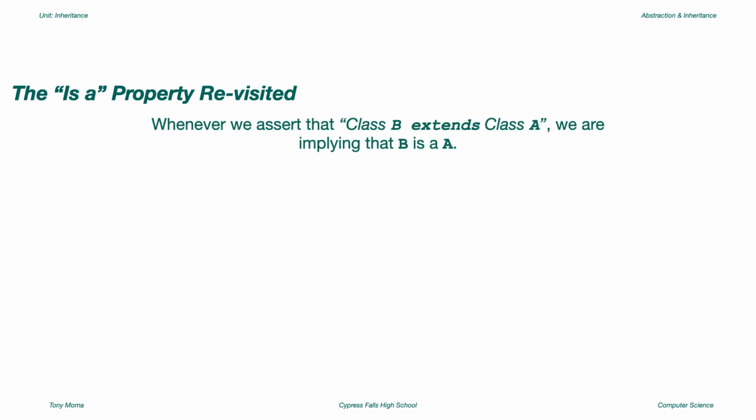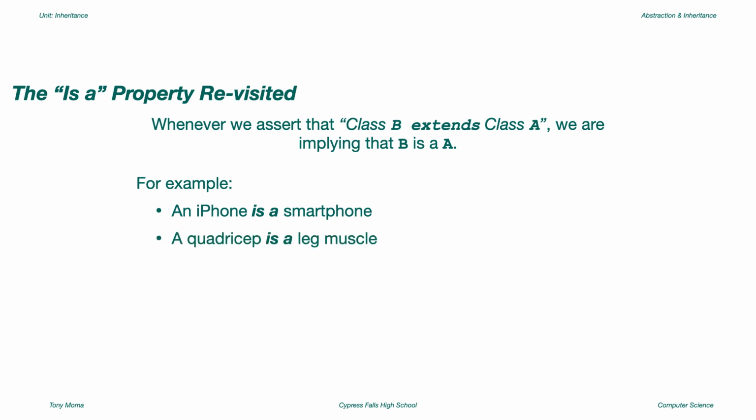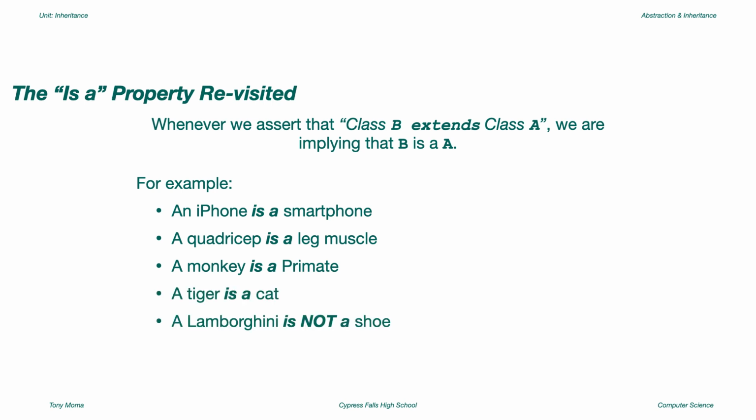The is-a property revisited. Recall, in the first video in this unit, we made the following explanation about inheritance relationships. We stated that whenever we assert that class B extends class A, we are implying that B is a A. For example, an iPhone is a smartphone. A quadricep is a leg muscle. A monkey is a primate. A tiger is a cat. And a Lamborghini is not a shoe.